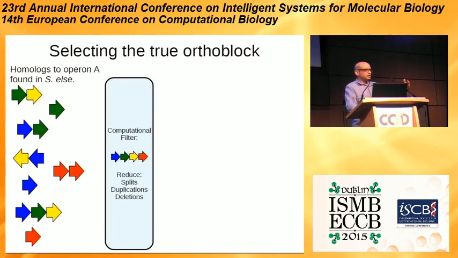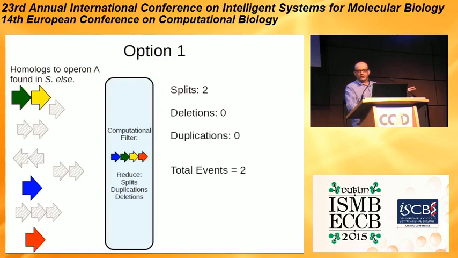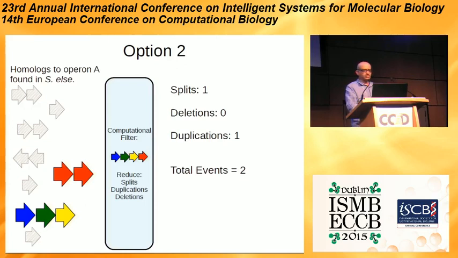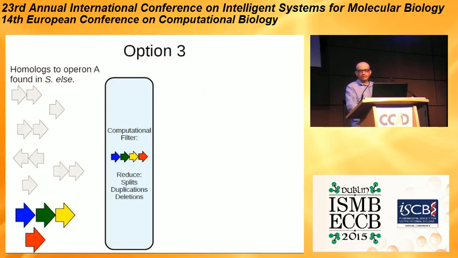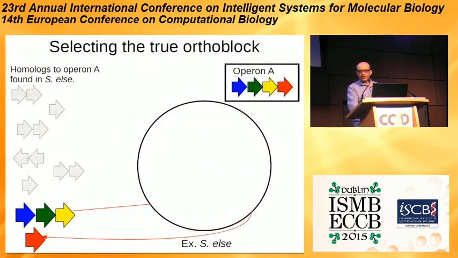The whole idea of evolution, this event-based study of evolution, is that you're supposed to reach some sort of minimum, okay? So we looked first at this possible ortho block, but here we have 2 splits, 0 deletions, 0 duplications, total events of 2. We looked at this candidate for ortho block. We have 1 split, 0 deletion, 1 duplication, again, total event of 2, so nothing is really better here. We look at this candidate for the ortho block. We found 1 split, 0 deletion, 0 duplications, total event 1, and this would be our winning candidate for the genes that are orthologous to the genes that were in the reference. Okay, so that is what we found.